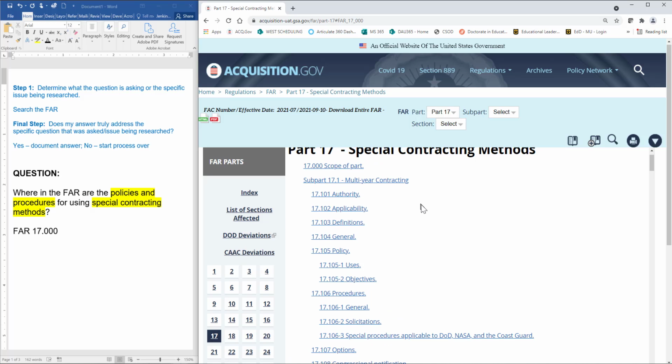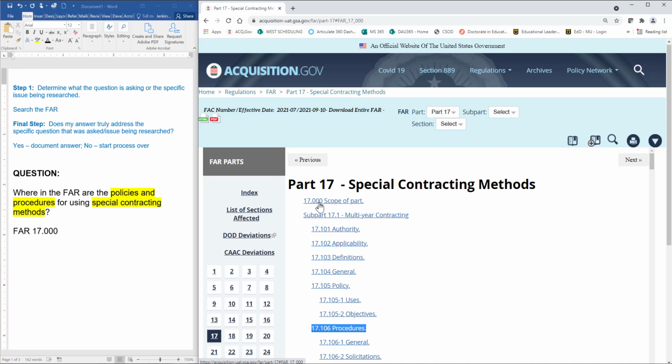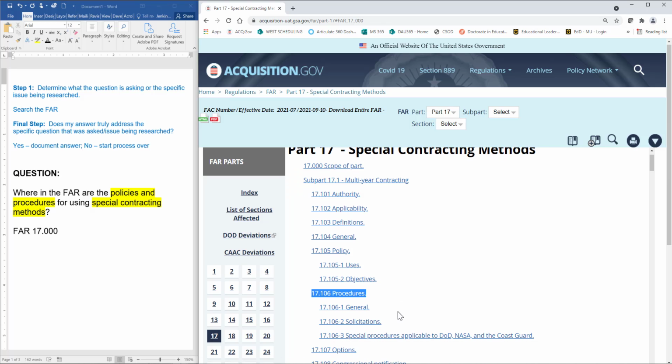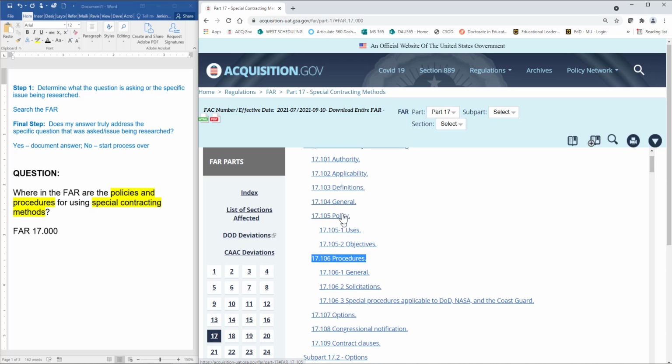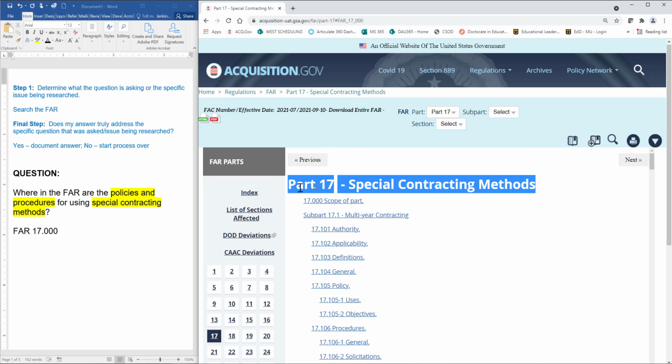But let me go back because this can be confusing. Where in the FAR are the policies and procedures for using special contracting methods? Well, as far as I can tell, the policies and procedures are both included in the part itself, right? I can't just cite the scope, otherwise that's just citing those two words, policies and procedures. But where I actually find where those two things are located are in the part itself. And so I'm inclined to cite the full FAR part.